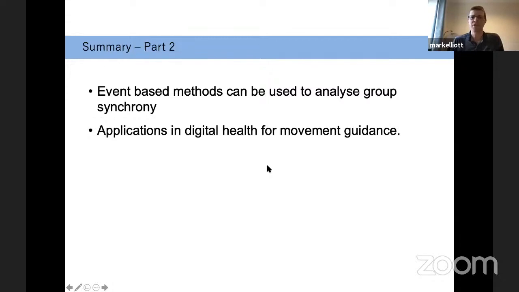So just very quickly in summary, because I know we're a bit over time. We can see that different event-based methods can be used to analyze group synchrony and show that strength of coupling. And at the end there, there are some interesting applications in virtual reality and the healthcare domain as well, just to see how well people can interact with virtual environments.